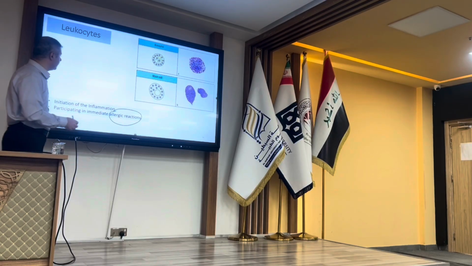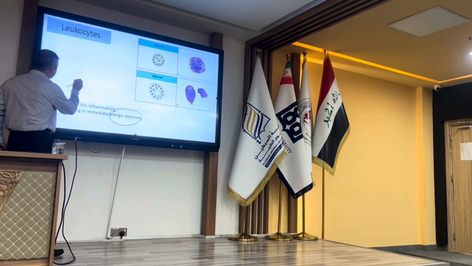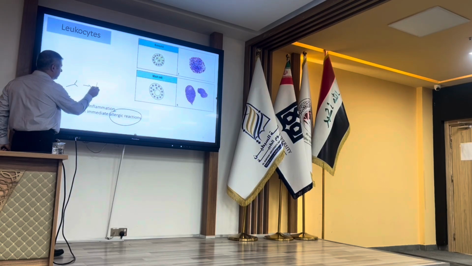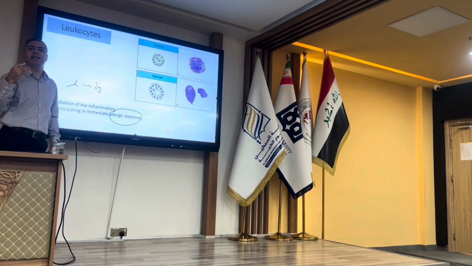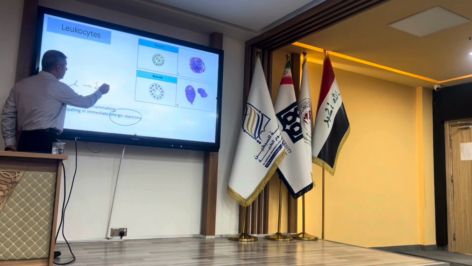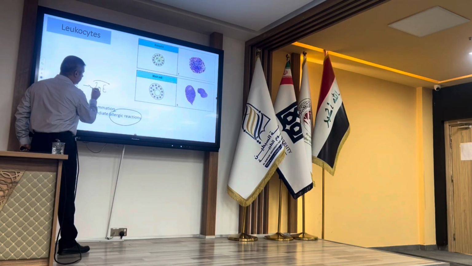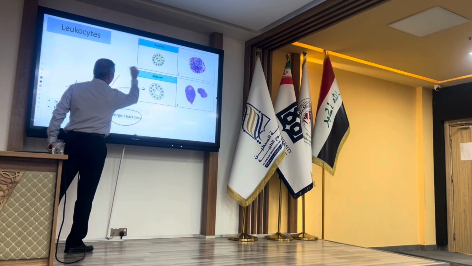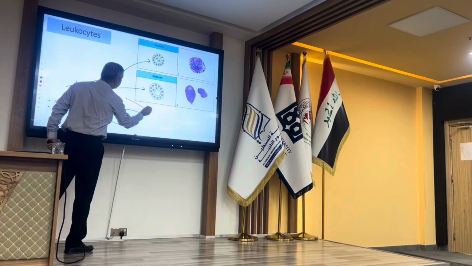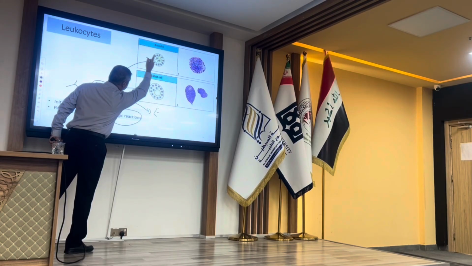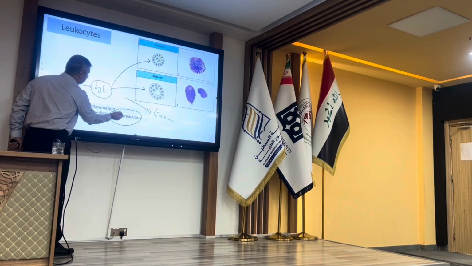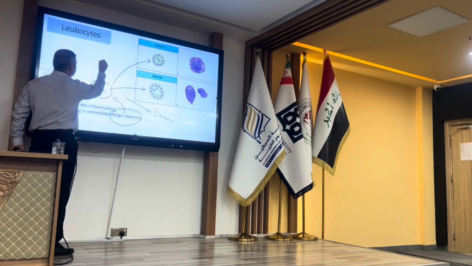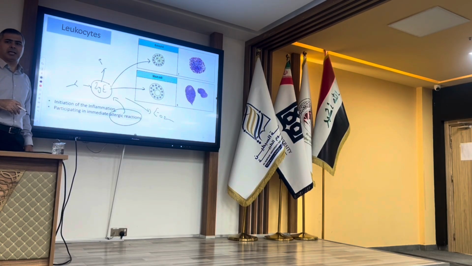And you know that in allergy, we have one antibody which is called Ig. Which type of immunoglobulin is important in allergy? IgE. And IgE can trigger the function of basophil, mast cell, and eosinophils. So all of them are involved in allergic reaction and anti-parasitic immune response.